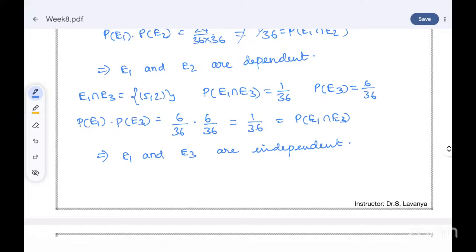Right? So in the first case, they were not equal and hence dependent. And in this case, they are equal and hence independent. Okay, clear? Okay, so let's look at another example.